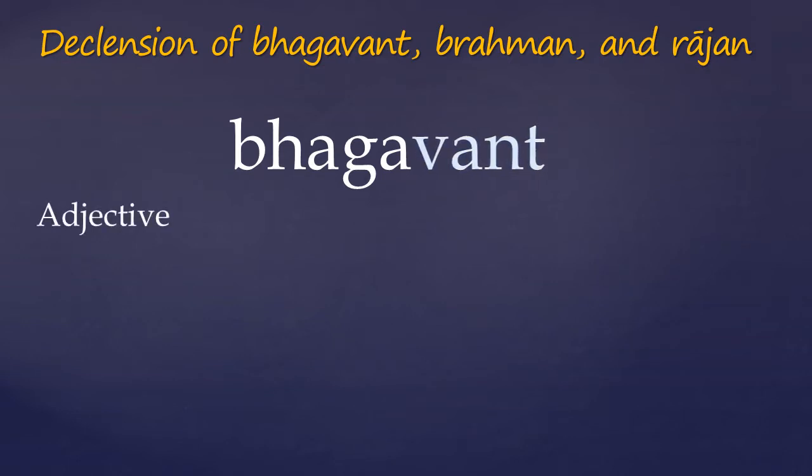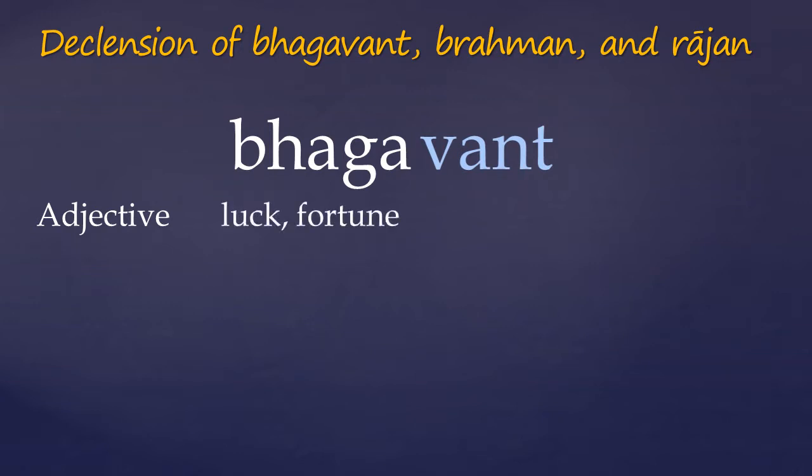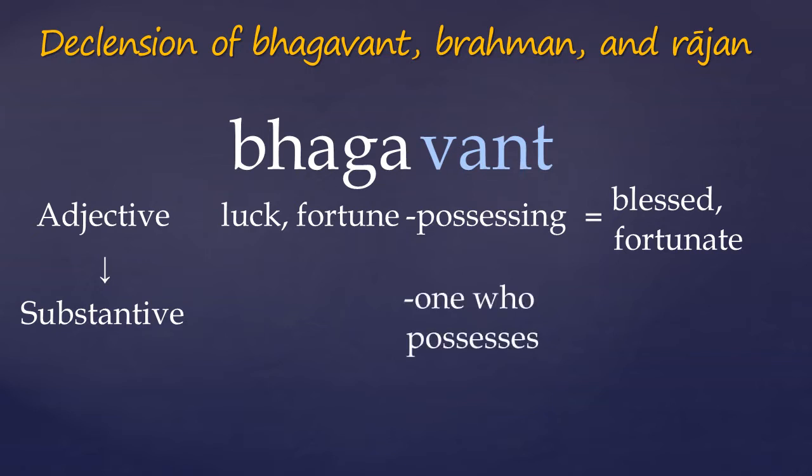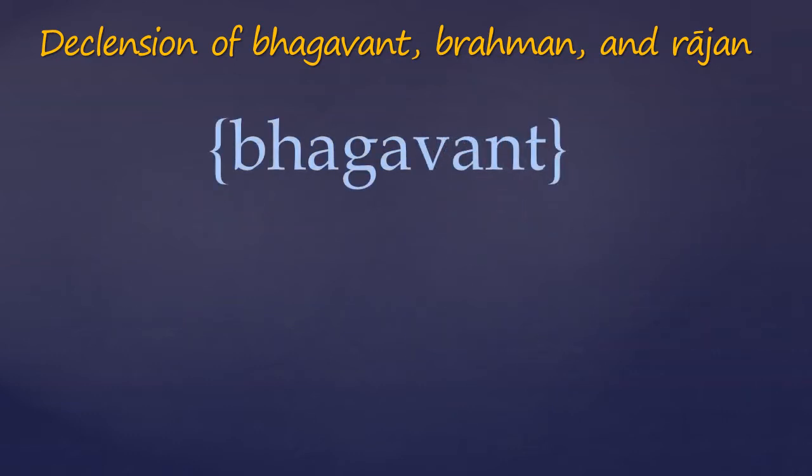It's formed by adding the possessive suffix vant to the noun bhaga, which means good fortune or luck, and nouns which end with vant have the meaning possessing that quality, and these can often be rendered into English by words which end in -ed, and so this is commonly translated as blessed or fortunate. Importantly, any adjective term in Pali can also stand alone as a substantive in its own right, and then means the one or the person who possesses that quality, and so from this we get the blessed one or the fortunate one. Well, that's the stem, so let's now look at how it's declined.